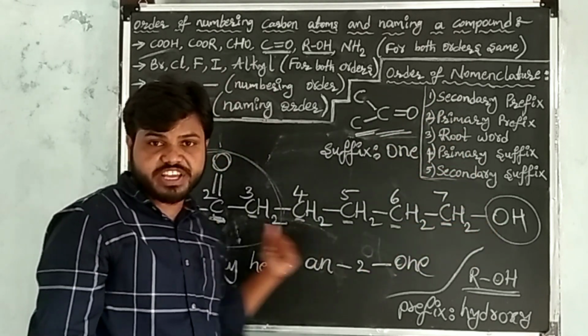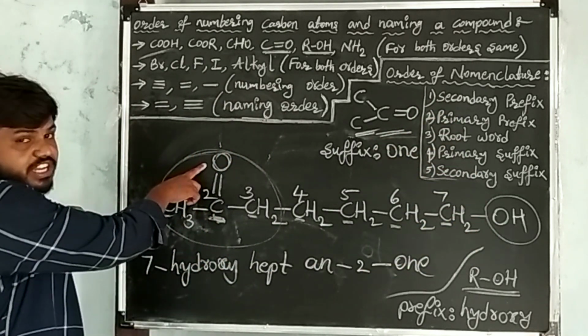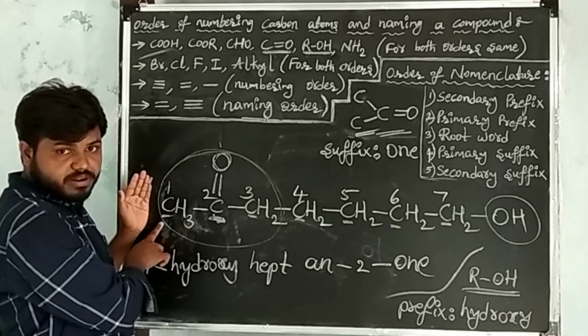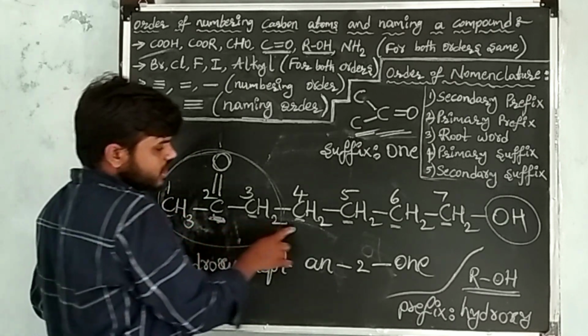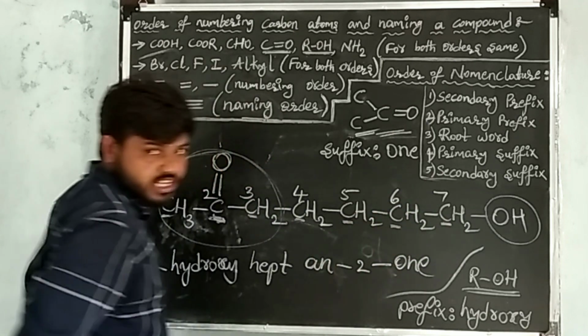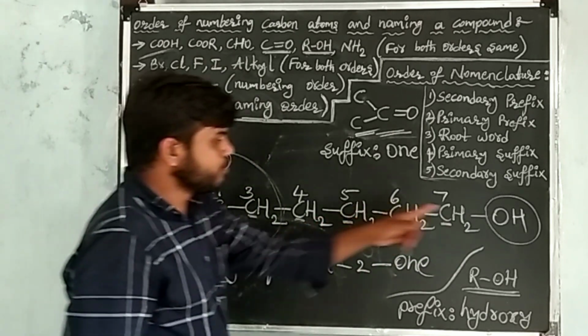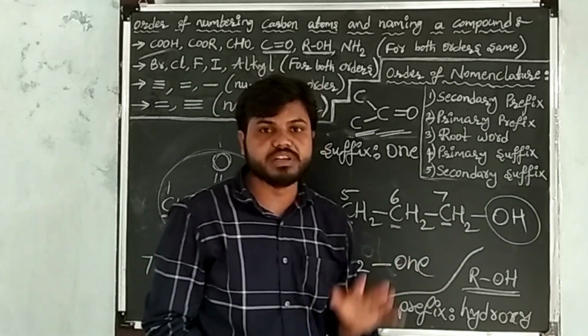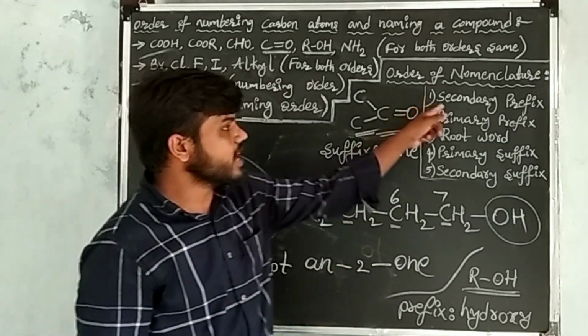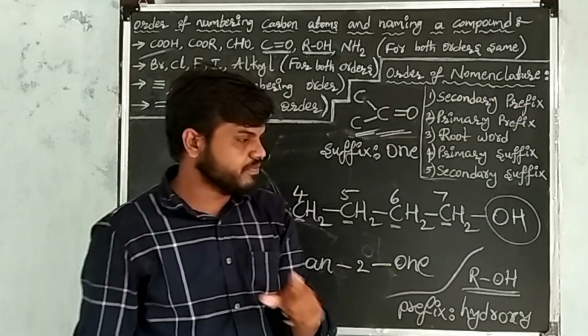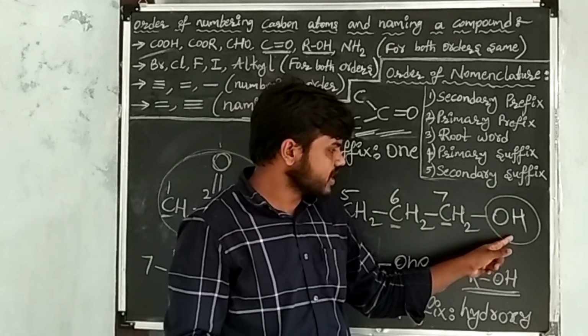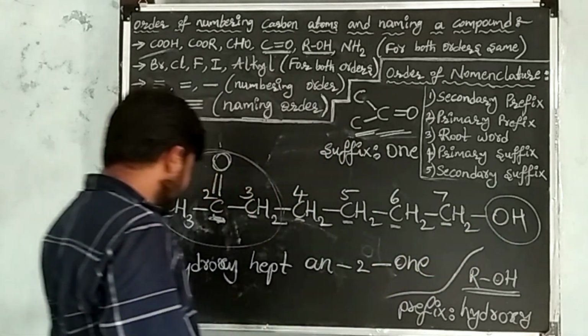First, give the numbers to each carbon atom in such a way that this ketone should get the lowest number. That's why I started from the left side. First, second carbon, third, fourth, fifth, sixth, seventh carbon. I given numbers. Position of ketone is what? Second carbon. Position of alcohol is what? Seventh carbon. After giving numbers, write the secondary prefix. Here, secondary prefix is what? Alcohol. Position of alcohol is what? Seventh carbon. I write in position.